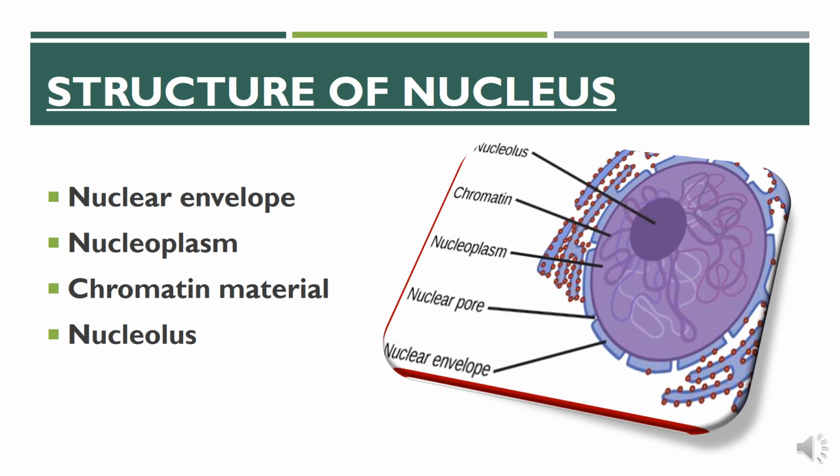Next is the structure of the nucleus. What are the main components of the nucleus? Let's see that. First is the outermost covering of the nucleus, which surrounds the entire contents of the nucleus, called the nuclear envelope or nuclear membrane. Secondly, nucleoplasm. Nucleoplasm is a jelly-like fluid present in the nucleus, enclosed by the nuclear envelope. And next, chromatin material. As you can see in the diagram, some thread-like structures are visible. Those thread-like structures are chromatin material. And last is the nucleolus. In the center of the nucleus, one dark spherical structure you can see, that is called the nucleolus. So now we'll discuss briefly what these particular components of the nucleus are.